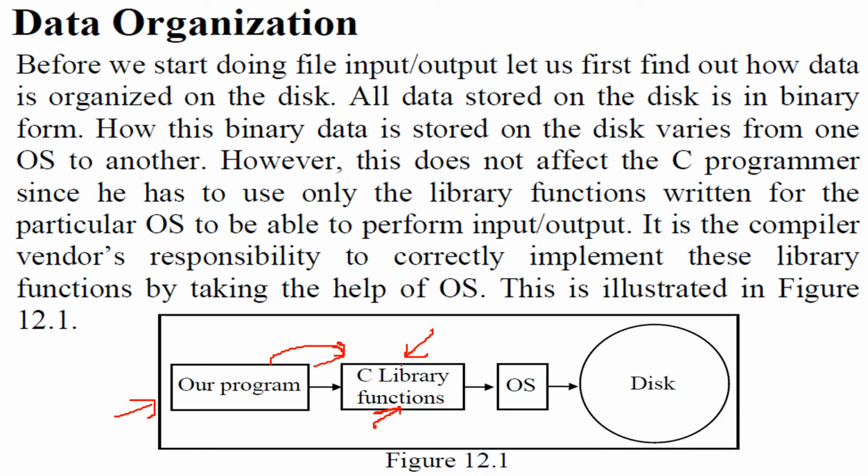We have library functions, so we'll use the library functions, and these library functions in turn use the capability of the operating system in order to deal with the disk. Right? I hope you got the idea. So the data is stored in the disk. It is actually in binary form. So how is this binary form stored in the disk? It depends on the operating system.